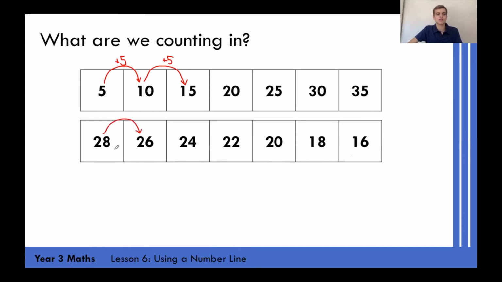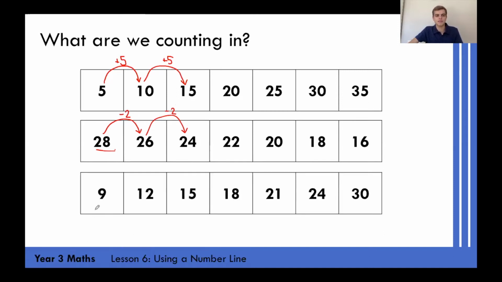So here I'm starting on 28 and I'm counting down to 26: 28, 27, 26. So I've taken away 2. What about 26 to 24? Starting on 26, 25, 24. So on this number track, I'm taking away 2 each time. Well done if you managed to get that one.